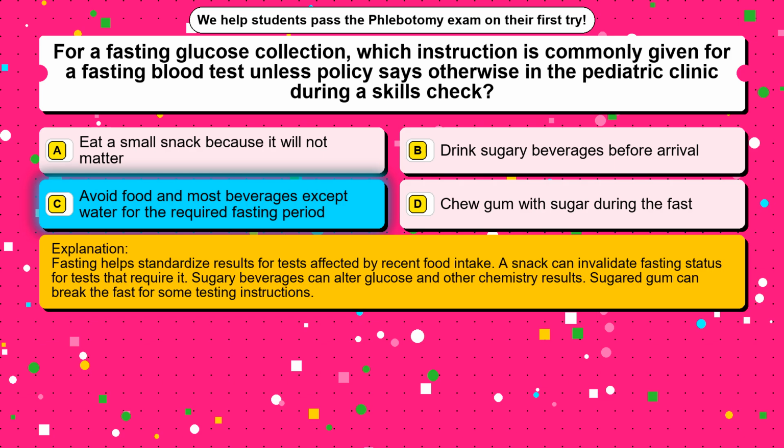Fasting helps standardize results for tests affected by recent food intake. A snack can invalidate fasting status for tests that require it. Sugary beverages can alter glucose and other chemistry results. Sugared gum can break the fast for some testing instructions.